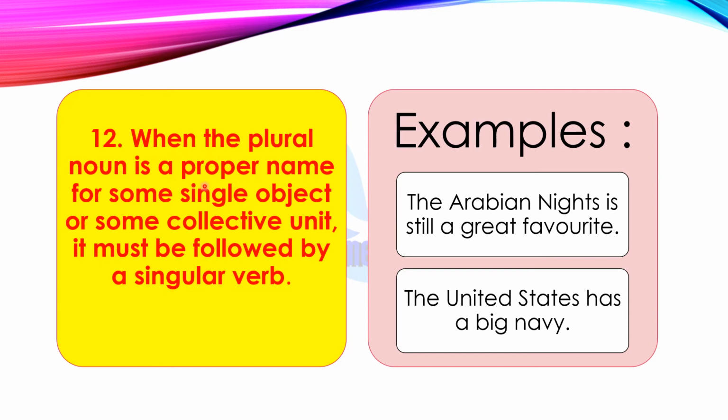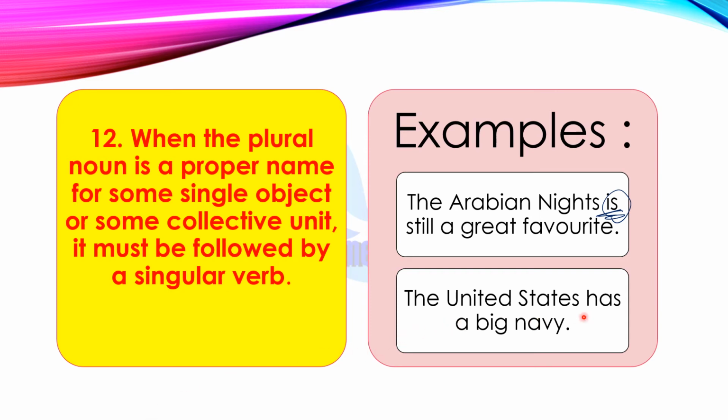When the plural noun is a proper name for some single object or some collective unit, it must be followed by a singular verb. See, the Arabian Nights is still a great favorite. As you can see here, the Arabian Nights is actually a plural noun, a proper name. The Arabian Nights is basically the name of a book, right? So it is plural, no doubt in that. But as the Arabian Nights refers to a single unit, a single book, we will use the singular verb form is here.